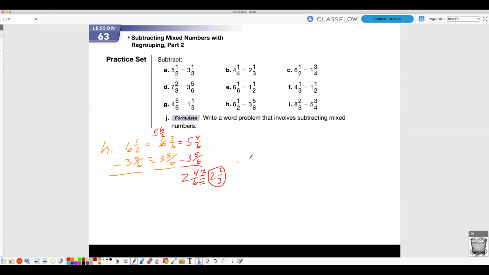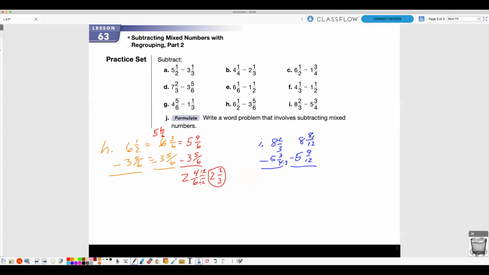All right, and letter I, 8 and 2/3 minus 5 and 3/4. In this case, I see that 5 and 3/4 is going to be changed into a denominator of 12. This will be 8 with the denominator of 12 as well. That 3 can be multiplied times 4 to get to 12. So 4 times 2 is 8. 4 can be multiplied by 3 to get to 12. So that means 3 times 3 makes 9.